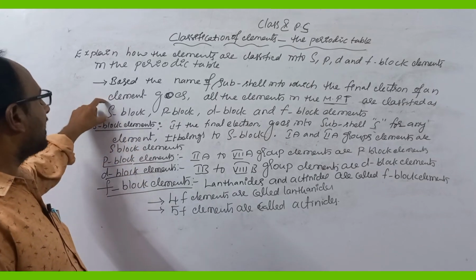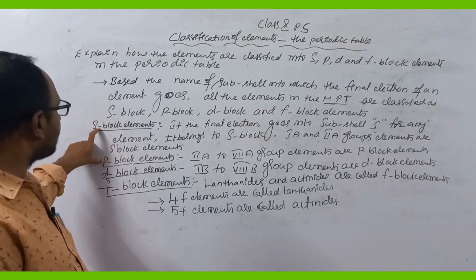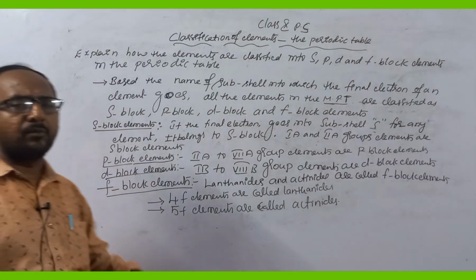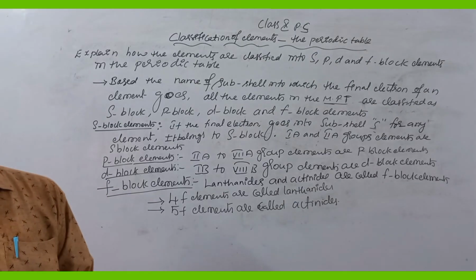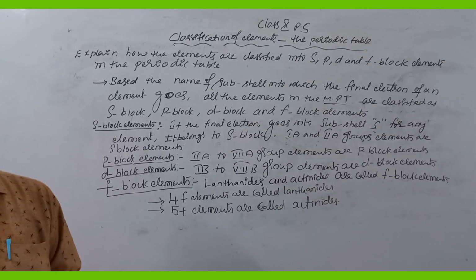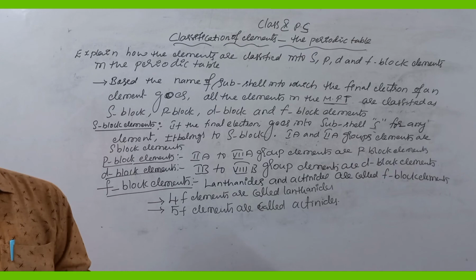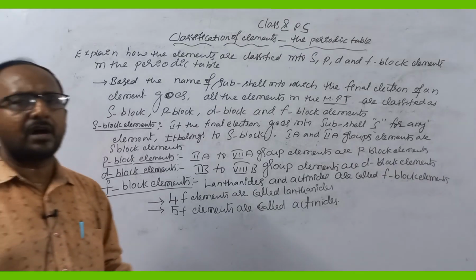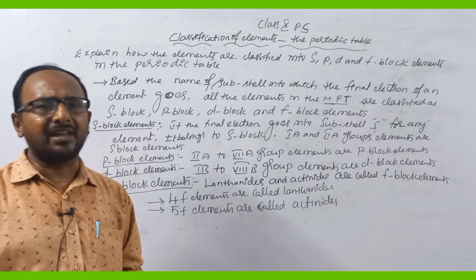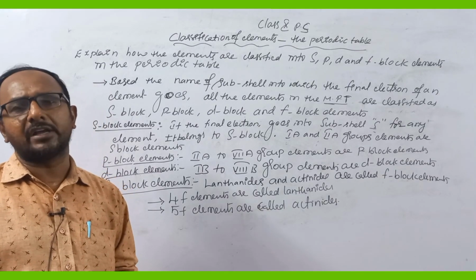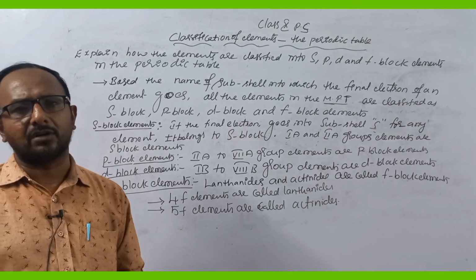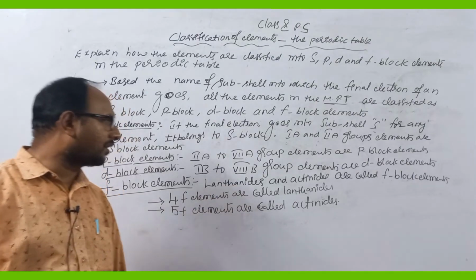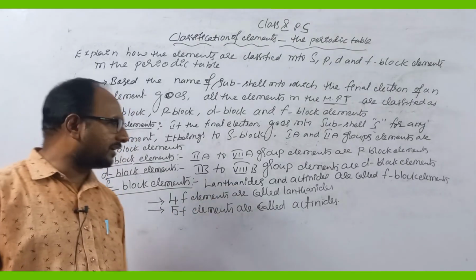So S block elements and P block elements are called representative elements. D block elements are called transition elements. F block elements are called inner transition elements. Students, what does inner transition elements mean? You can write: F block elements are called inner transition elements. Where are they placed? At the bottom in the modern periodic table. What are F block elements? Lanthanoids and actinoids. Simply, 4F elements are called lanthanoids and 5F elements are called actinoids.